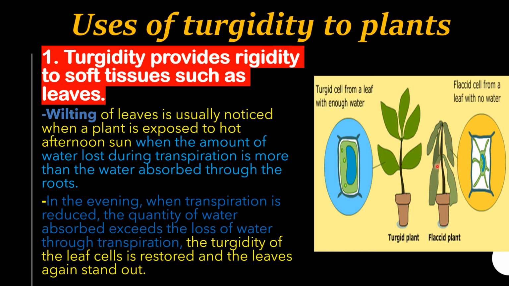But in the evening, what you can observe, in the evening when the transpiration rate is reduced, you know that the intensity of light is less compared to the afternoon, right? In the evening, the transpiration rate is reduced because the intensity of light is very less.